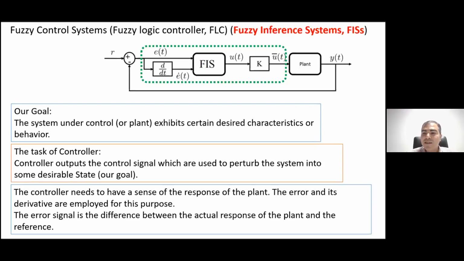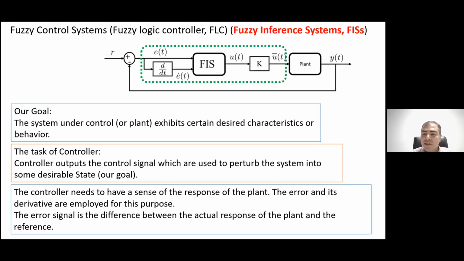The controller needs to have a sense of the output of the plant. Such a sense is provided by the error signal or error function, that is the difference between the output of the plant and the reference. Since both the error and its derivative are considered as the inputs to the fuzzy inference system, the fuzzy controller is called PD type fuzzy controller.